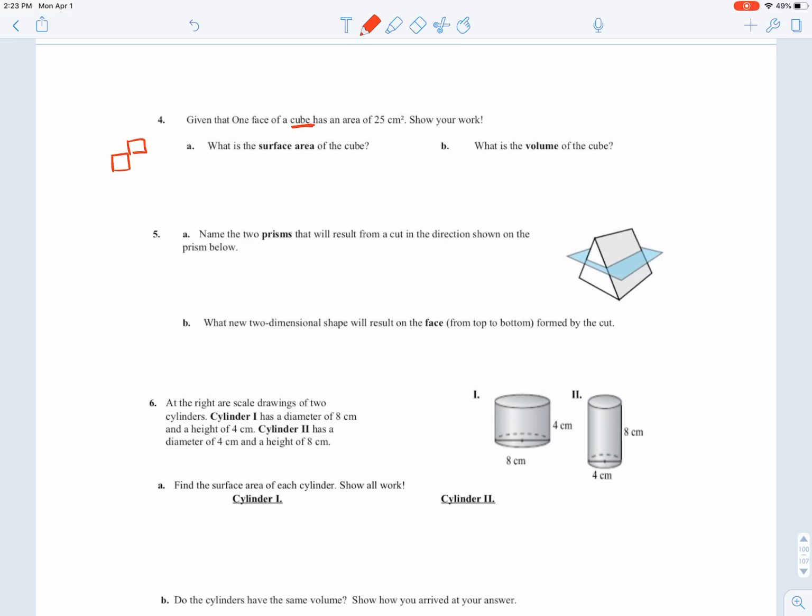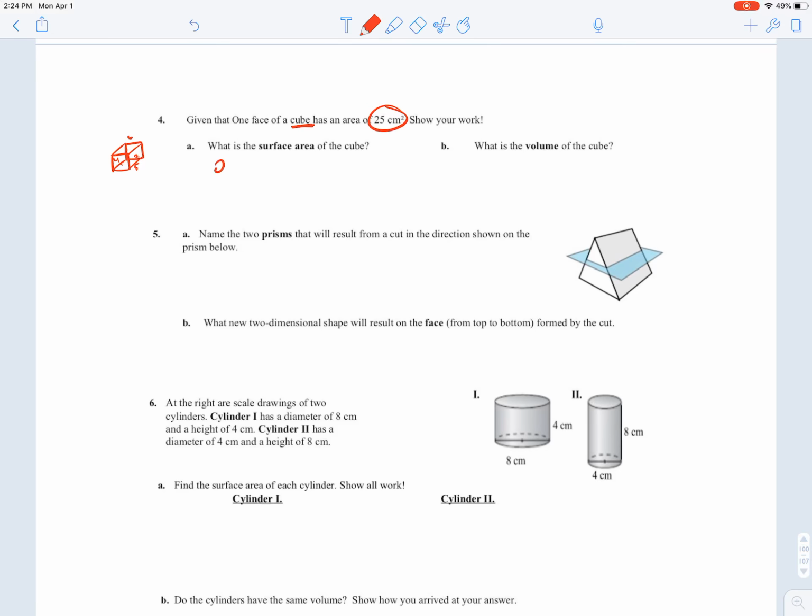Not the best cube. Here, let me try this again. I'm gonna copy this, I'm gonna paste it, and there we go. Hopefully that's more cube-like. Okay, and I'm just gonna connect my corners, and there we go. So we have somewhat of a cube. Okay, they give you the area of one side. So let's count how many sides. There's 1, there's 2, there's 3 on the top, 4 on the back side, 5 on the bottom, and 6 on the top. So it looks like we have 6 sides to this cube.